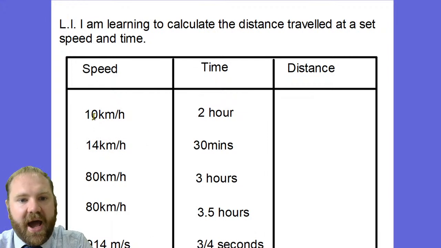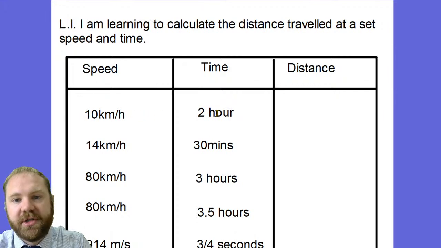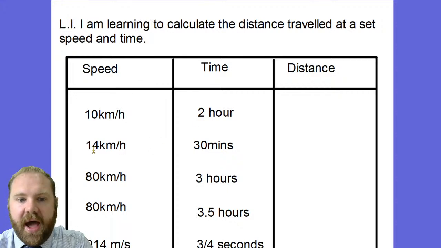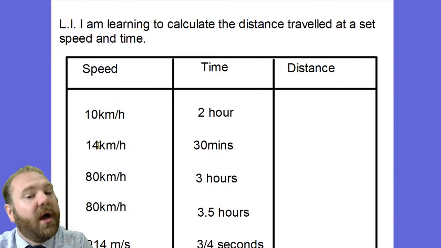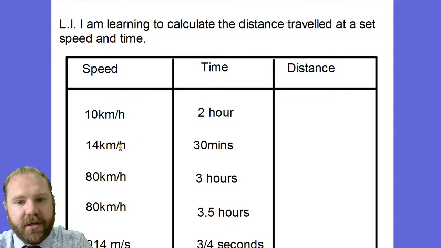So let's say I'm doing a jog and I'm jogging 10 kilometers per hour for 2 hours. How far am I going to go? That's question number one. I'm running a little bit faster now. I can only keep this up for 30 minutes. So I'm going 14 kilometers an hour. I hold that up for 30 minutes. How far will I have gone?